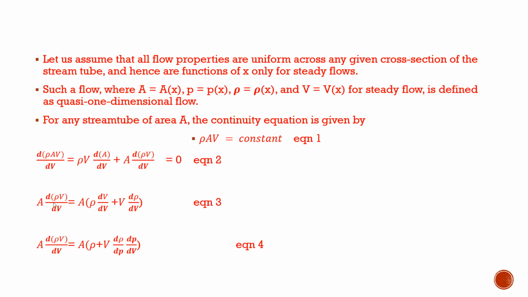The equation becomes A times d of rho V by dV equals, taking A as common, rho A into dV by dV plus V into d rho by dV. Again taking the common factor, the equation becomes A into rho plus V into d rho by dV.